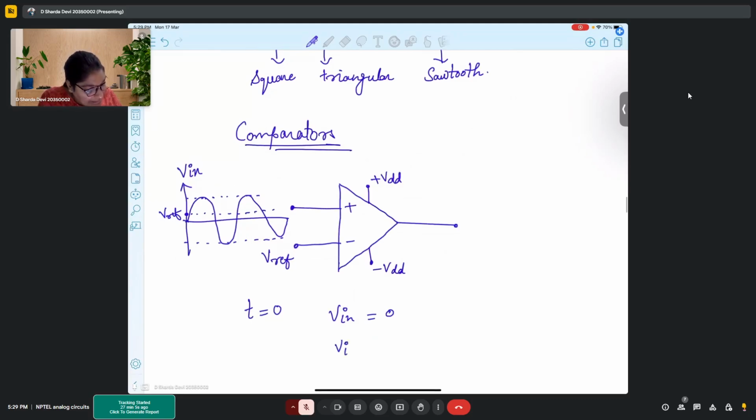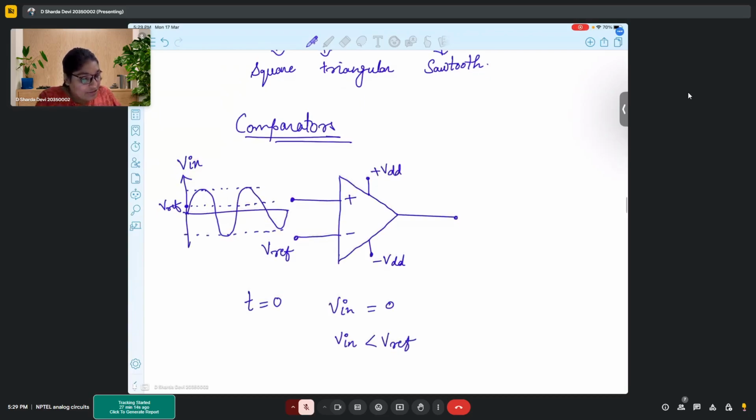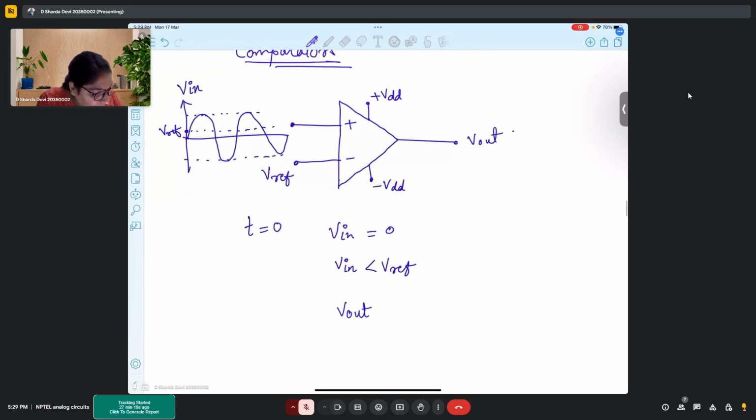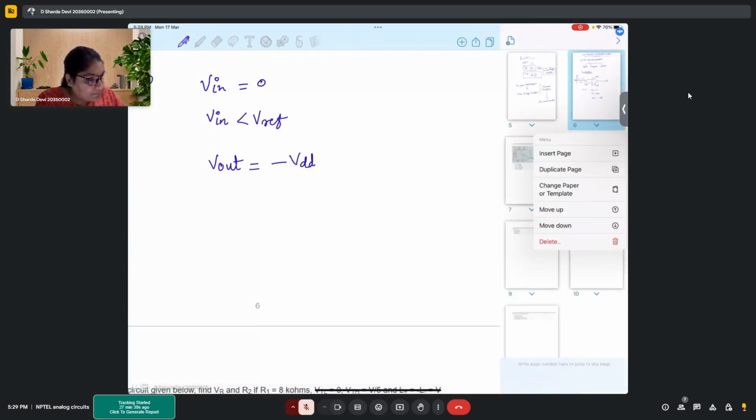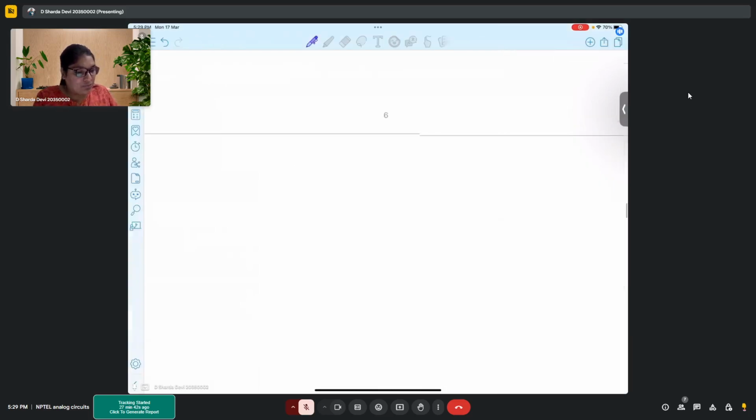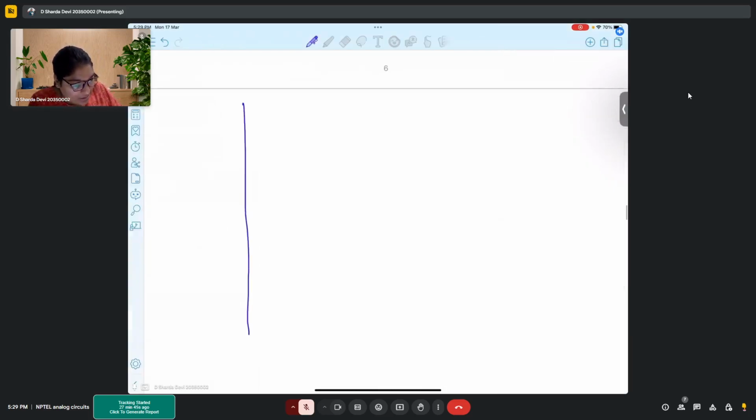Now see, Vin is less than Vref, correct? So if Vin is less than Vref, then your output will be defined by your Vref. Since Vref is connected to the negative terminal of your op-amp, your output will become minus VDD. Okay. So if I start making a waveform of my input and output simultaneously, then how will it look like?